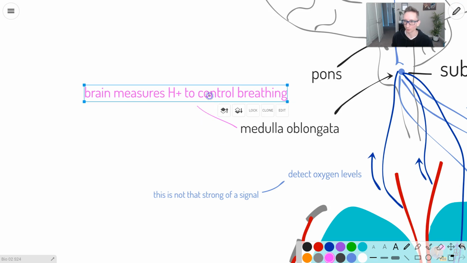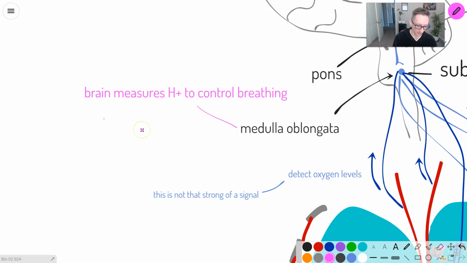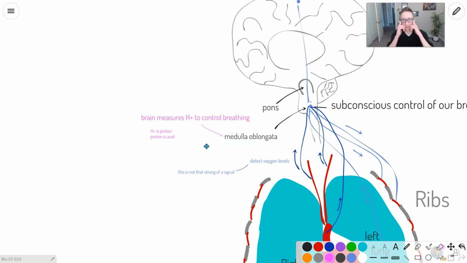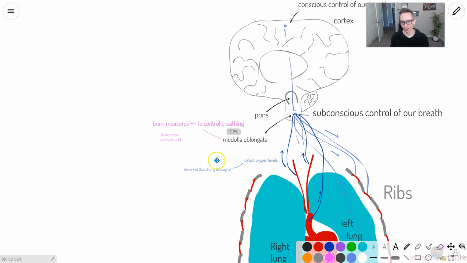H plus, anybody remember what that is? If you remember, H plus is a proton, and proton is acid. So we're measuring the pH here. That's how your body controls breathing. And what does breathing have to do with pH? We will talk about it. Okay?